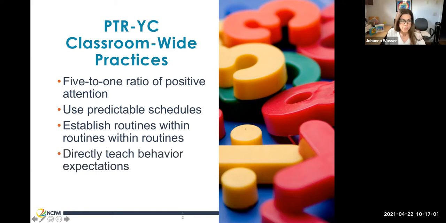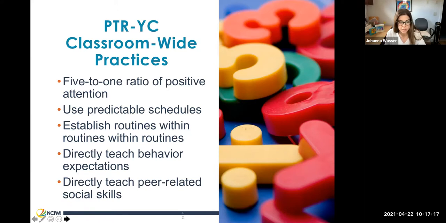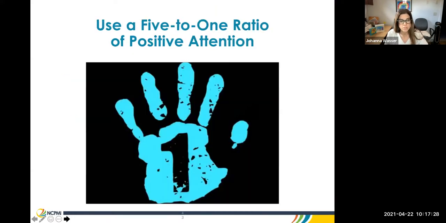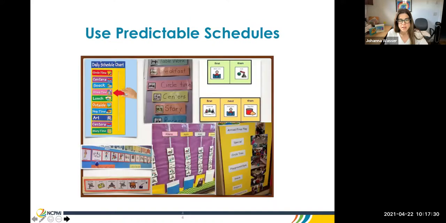finesse from the team. That we're teaching behavior expectations, and in addition to teaching, that we're reinforcing positive behavior expectations on a regular basis. And then lastly, we want to make sure that we're directly teaching peer-related social skills. So we have the idea of friendship and learning how to be social and learning how to navigate the social world on a regular basis. So these are just some visuals around that as I talk about it.